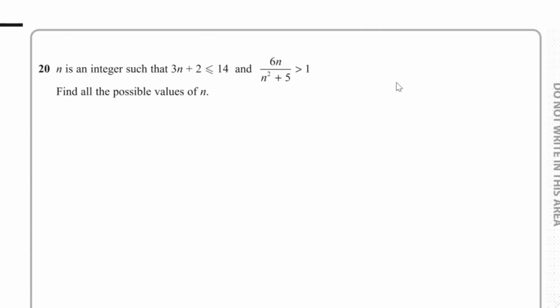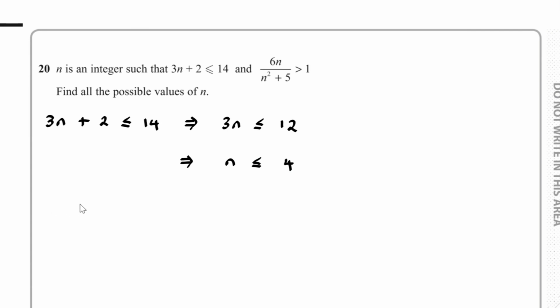Question number 20. n is an integer such that 3n plus 2 is less than or equal to 14 and 6n over n squared plus 5 is greater than 1. We have to find all the possible values of n. Well, let's take a look at this inequality. 3n plus 2 is less than or equal to 14. We can subtract 2 from both sides, leaving us with 3n is less than or equal to 12. And dividing both sides by 3, we end up with n is less than or equal to 4.